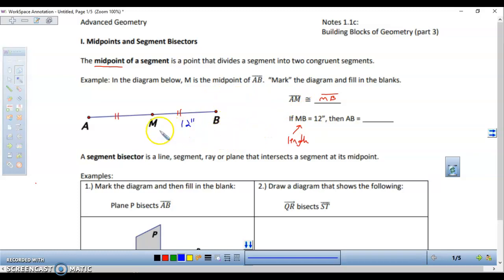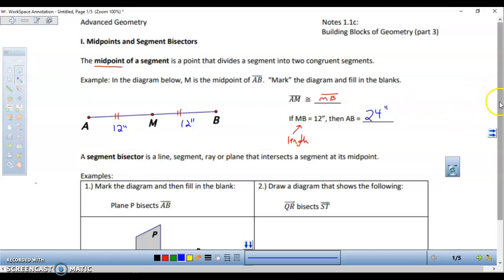So here's what I know. I know M is the midpoint, which makes these two segments congruent. And I know congruent segments have equal lengths. So if MB is 12 inches, AM must also be 12 inches. And then, if I want to find AB, it's simply 12 plus 12, which gives me 24 inches. Easy as that. Next vocabulary word is a segment bisector.